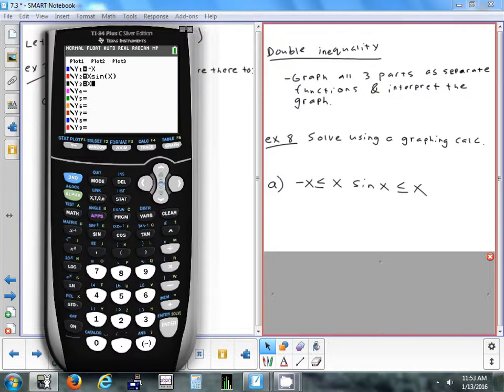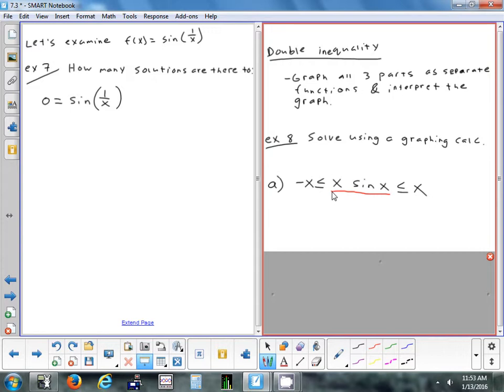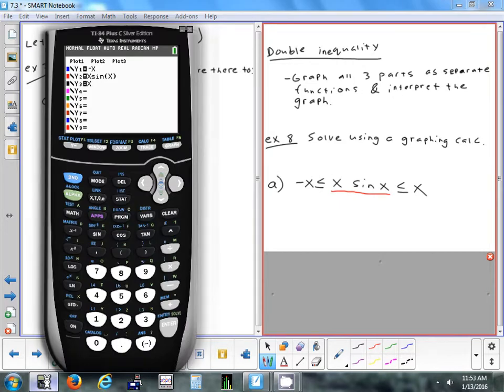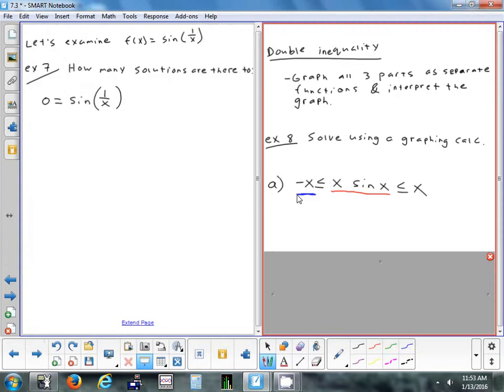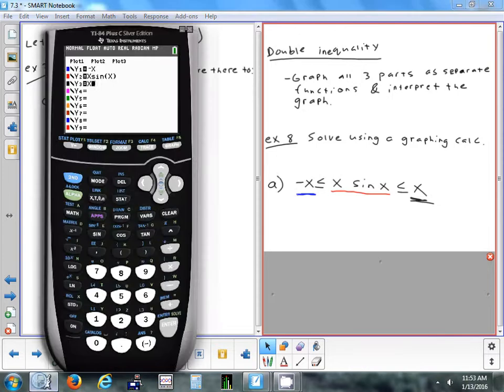So I'm kind of looking for where something is sandwiched here. I'm looking for where, the way I did it in color, this one is in red. I'm looking for where the thing in red is between the thing in blue and the thing in black. Okay? So let's graph it. Just do zoom 7.